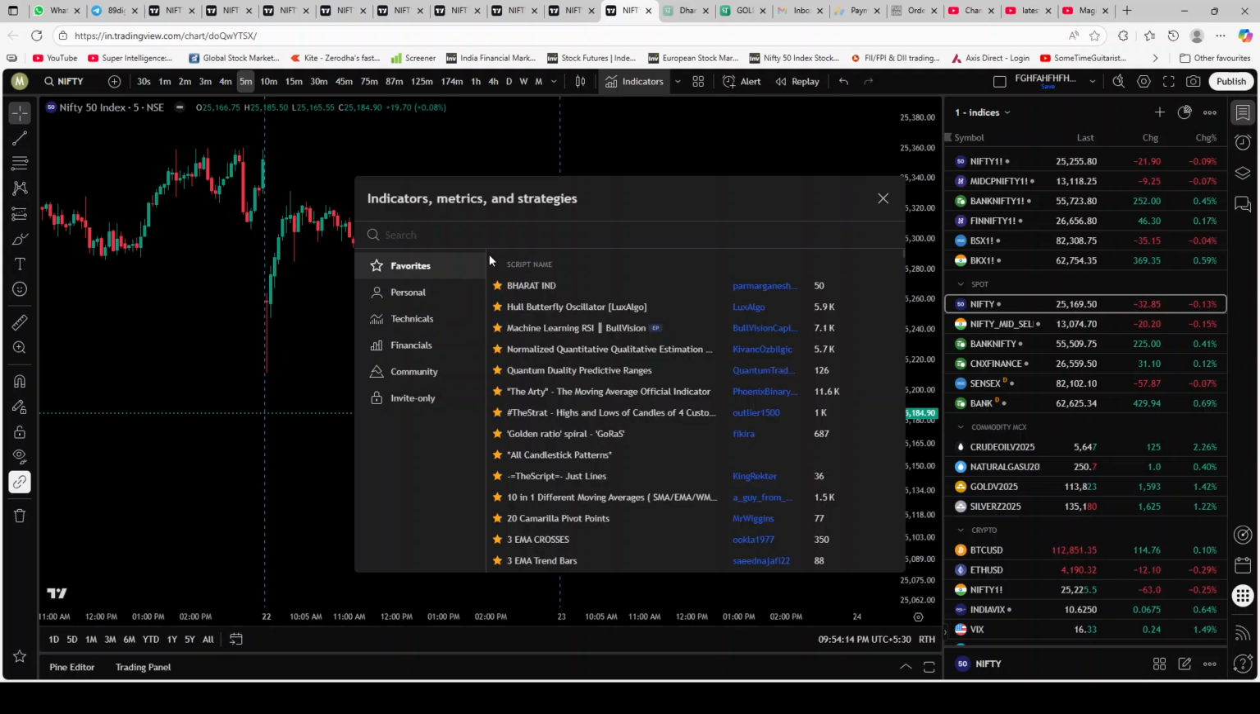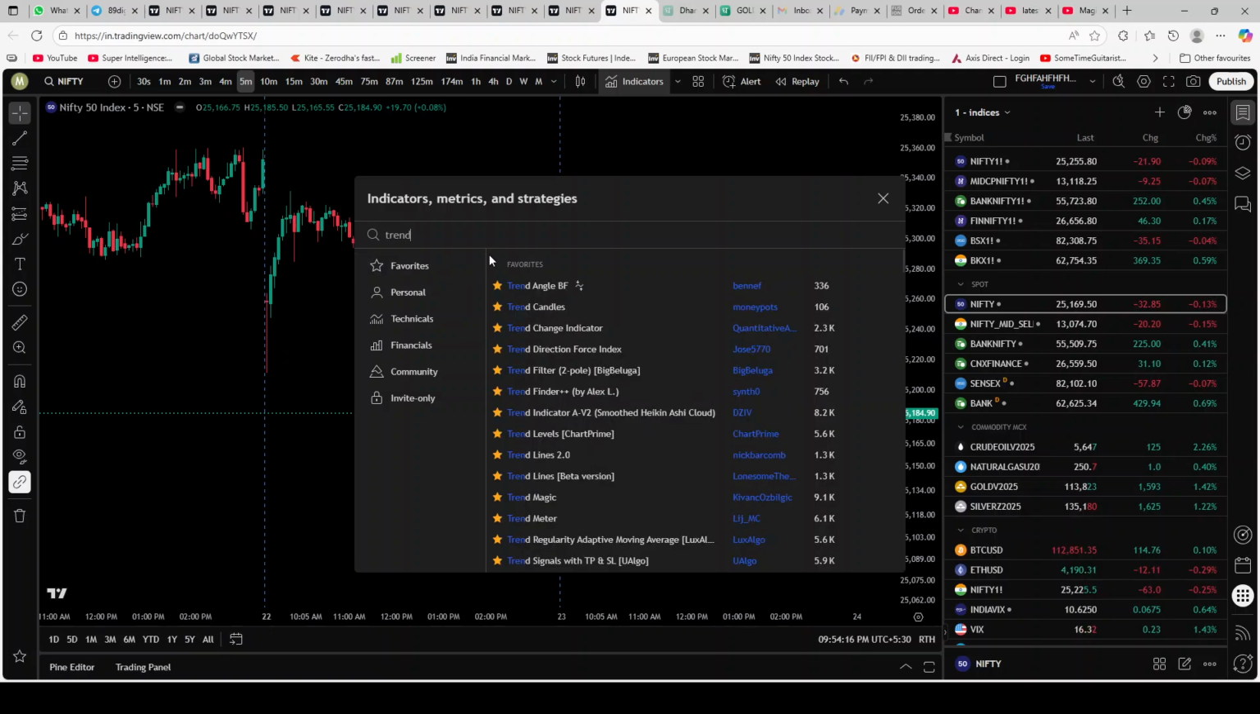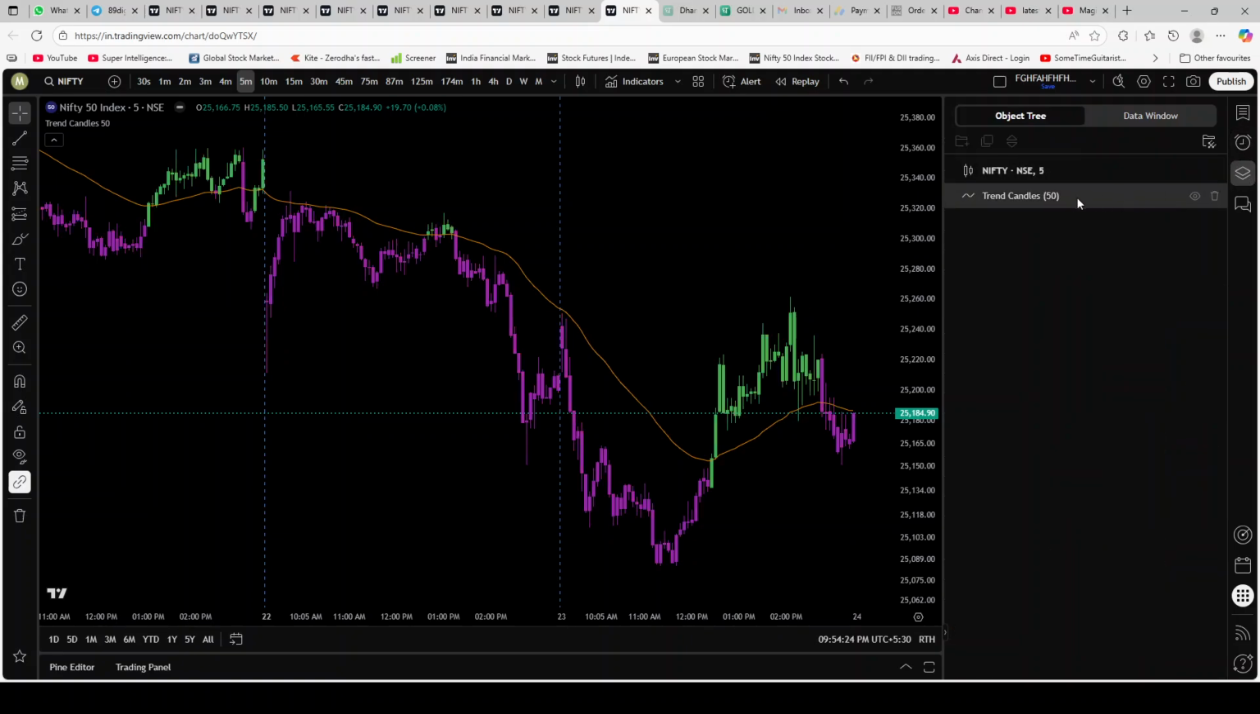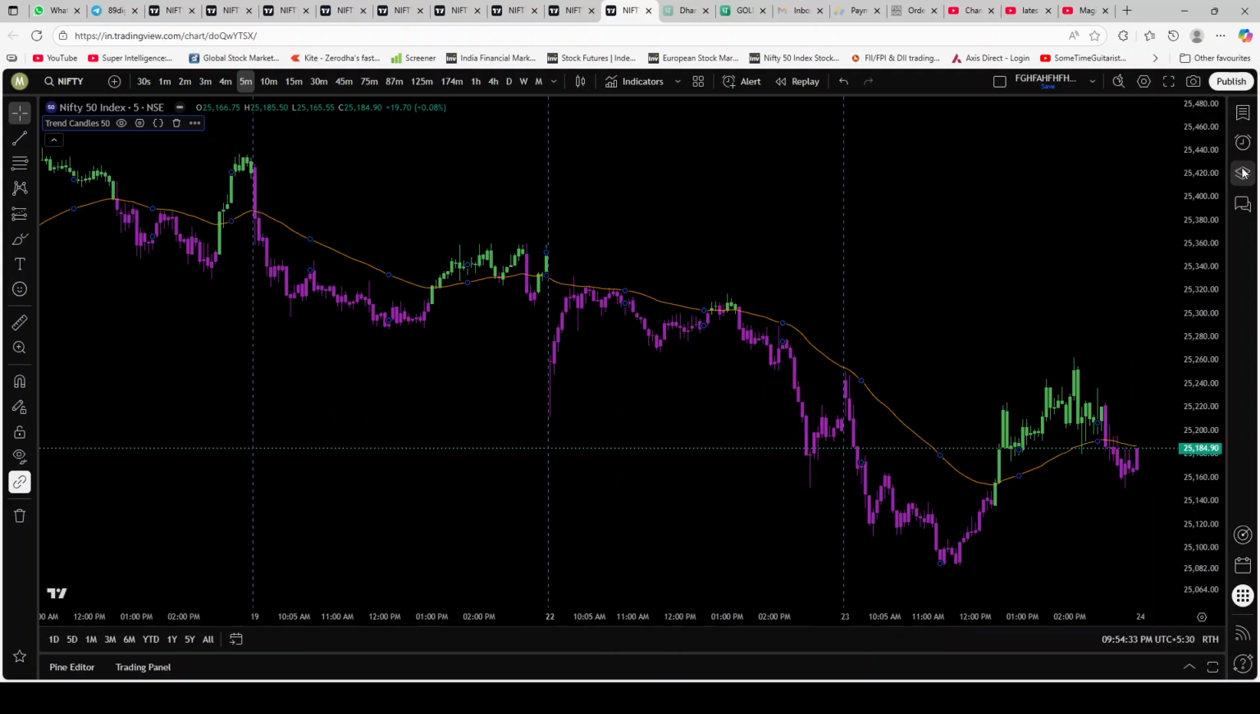The first indicator that I will use is our own creation. It's called Trend Candles by Money Pots. This is our own indicator. Once you put that indicator on screen, you have to go to this object tree over here and make sure you take this trend candle and make it go above whatever instrument you're using. In my case, it is Nifty, so I have taken it above Nifty. With that, we are done.